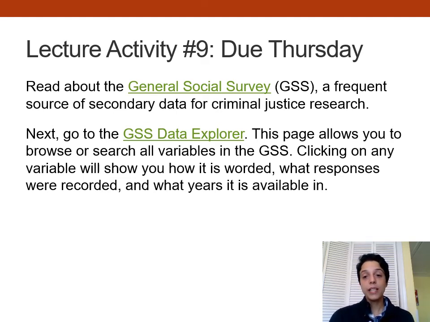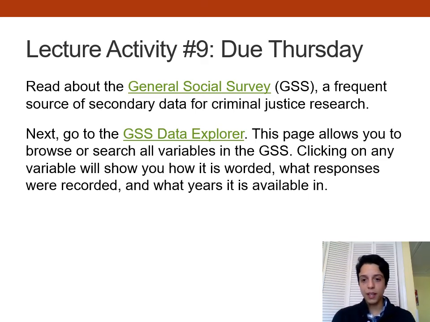And if you click on any of the variables on this GSS Data Explorer webpage, it will show you how it was worded. So this was a survey of the public, so these are all questions that were asked to the public. So it'll show you how the question was worded, what the responses were, and then also what years it was available in. So the survey ran from 1972, I think, and it's ongoing every 2 years. So some questions are asked every year, but some questions are only asked during specific years.